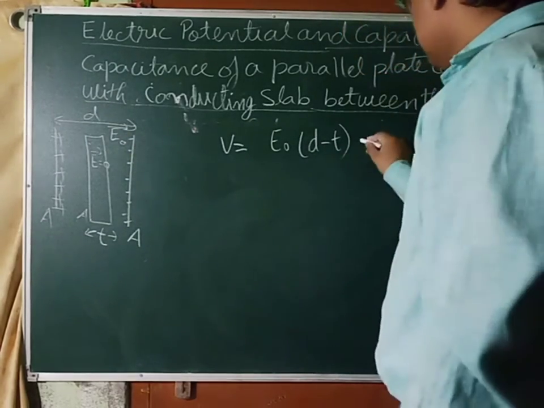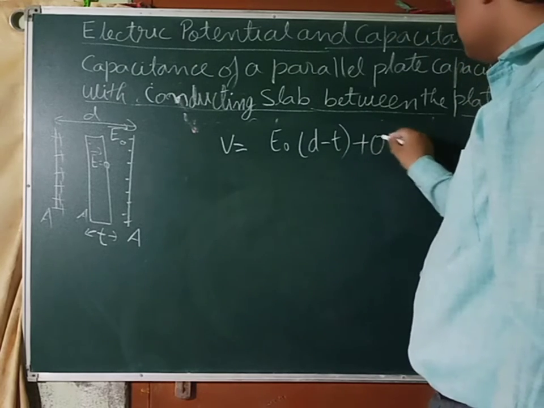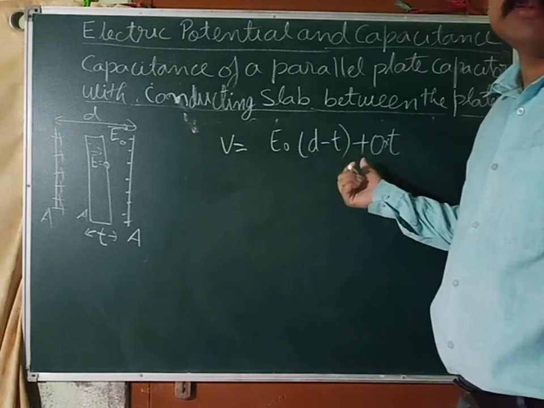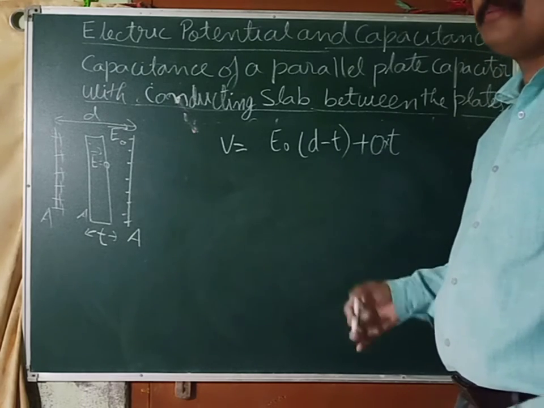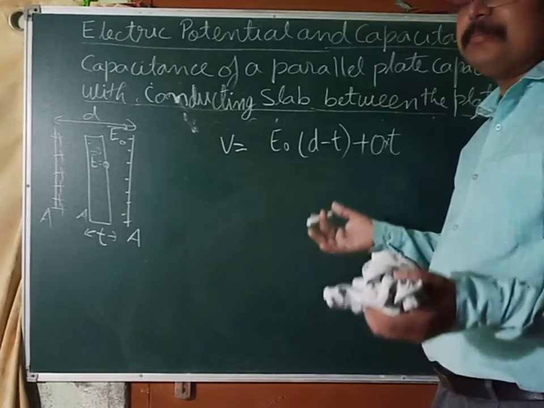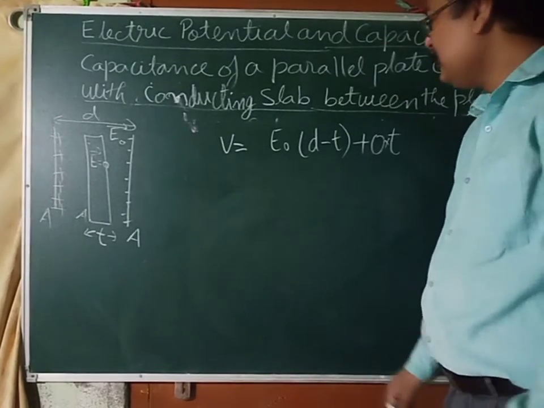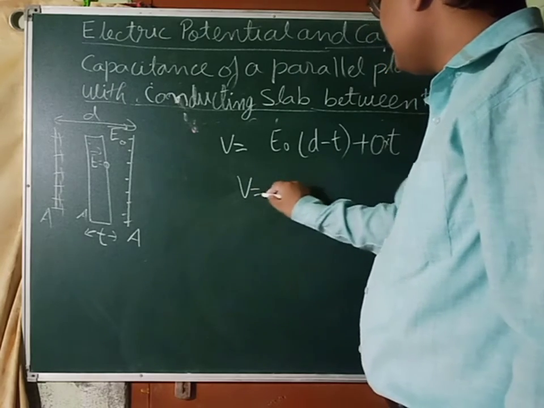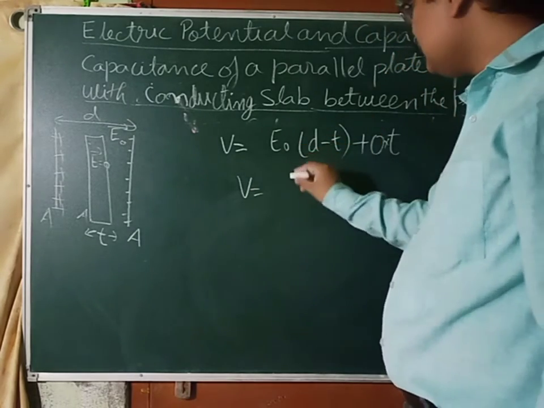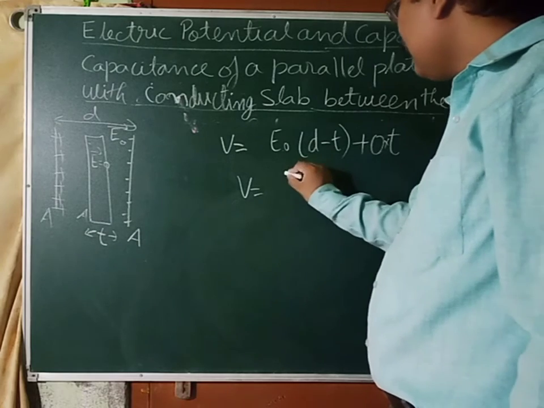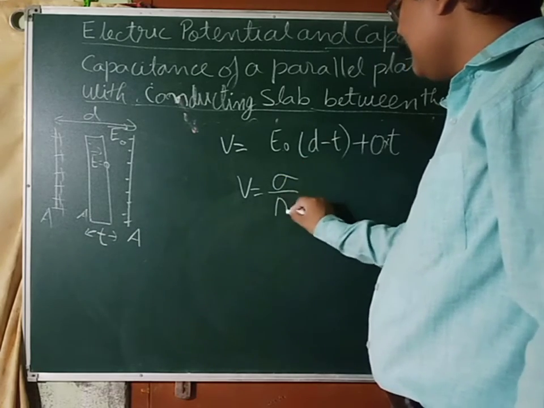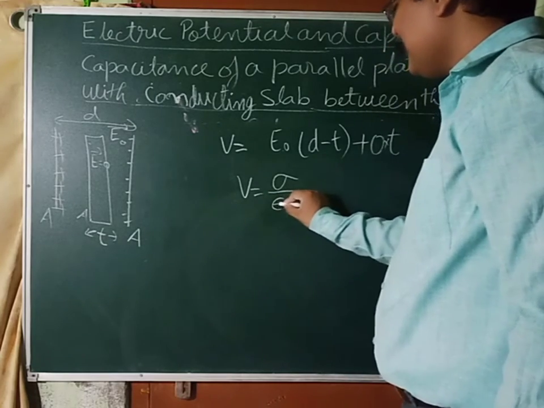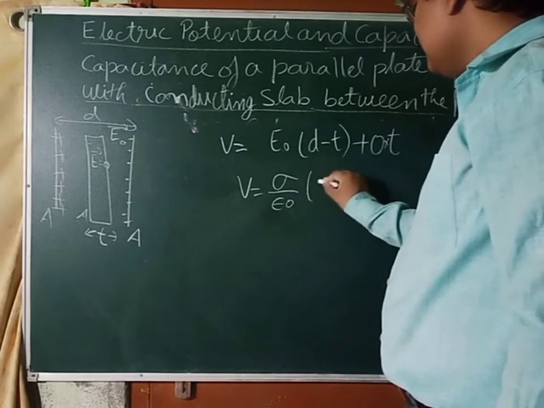And what is the electric field inside the slab of thickness T? It is 0. So 0 into T is how much? Obviously 0. So what are we going to have? This one only, that is E naught times D minus T. What can we write? E naught is sigma by epsilon naught. And it is D minus T.